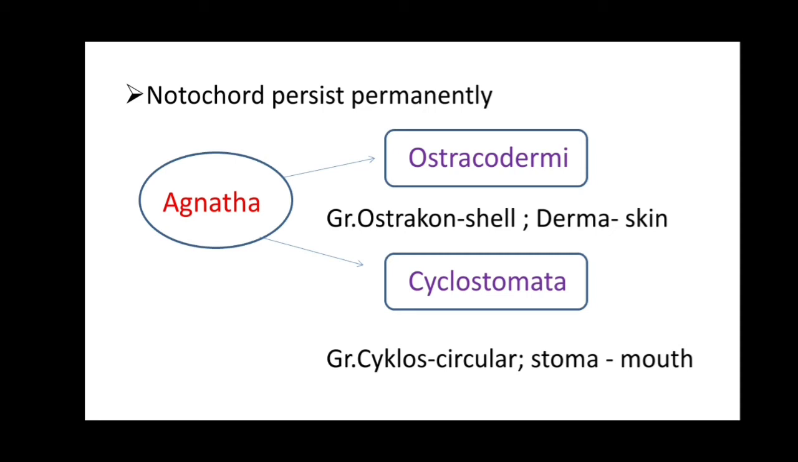The division Agnatha is divided into two classes, that is Ostracodermi and Cyclostomata. Ostron means the scale, derma means the skin. In the Cyclostomata, cyclos means circular, stoma means the mouth.